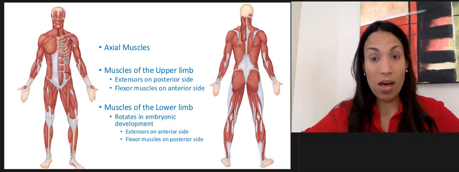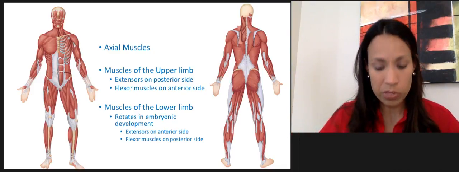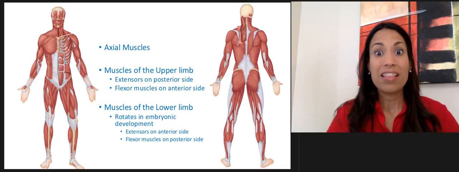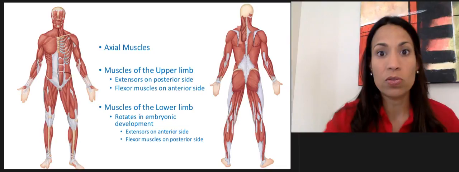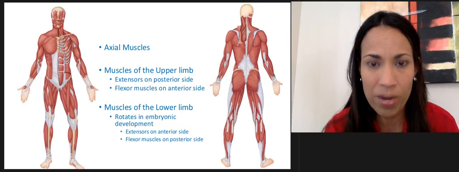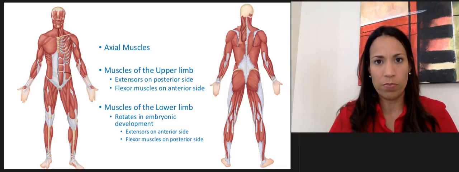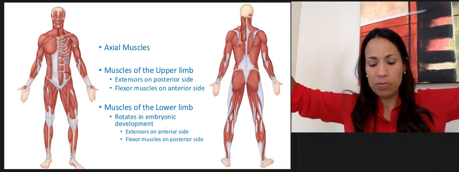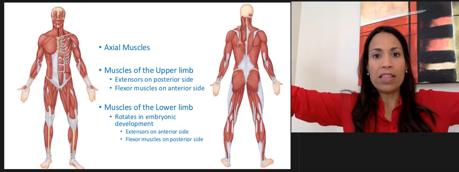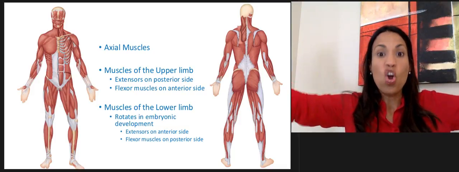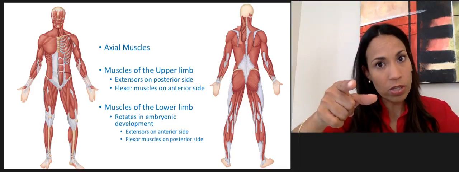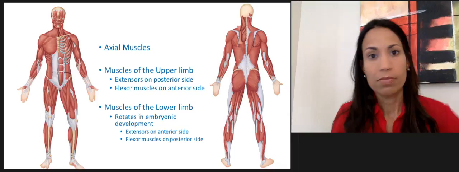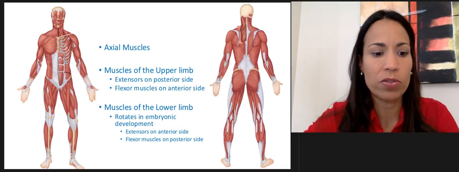So now on the lower limbs, on your thighs and in your legs, the extensor muscles are on the anterior side of your body and the flexor muscles are on the posterior side. Okay, so all the flexors, except on the lower limbs, are in the anterior aspect of your body. All the extensors, except the lower limbs, are in the posterior aspect of the body. Ready? Let's describe those muscles by groups.